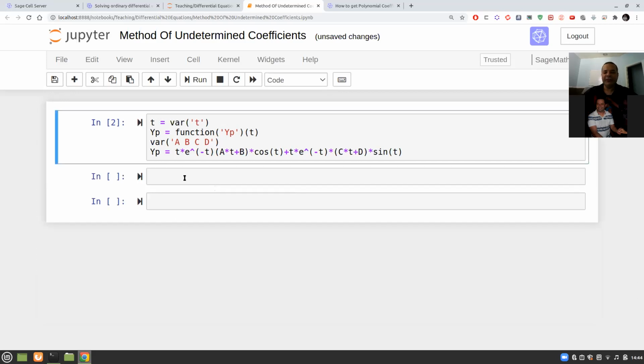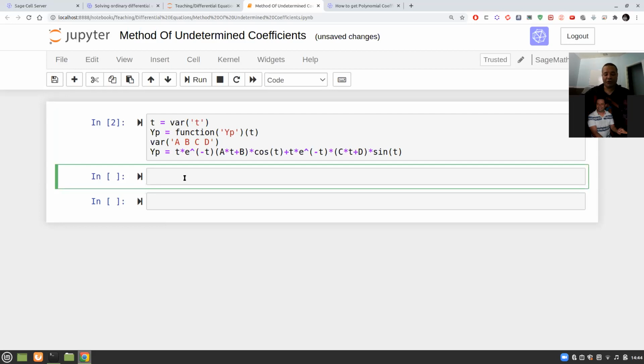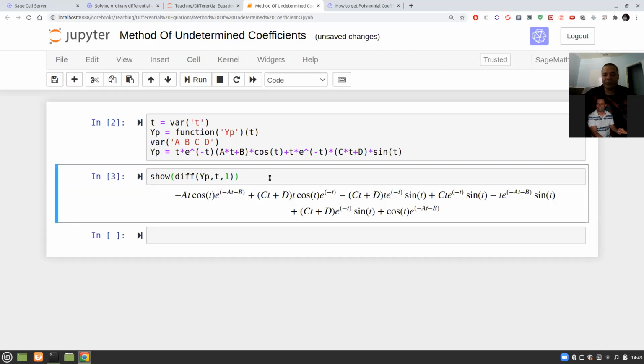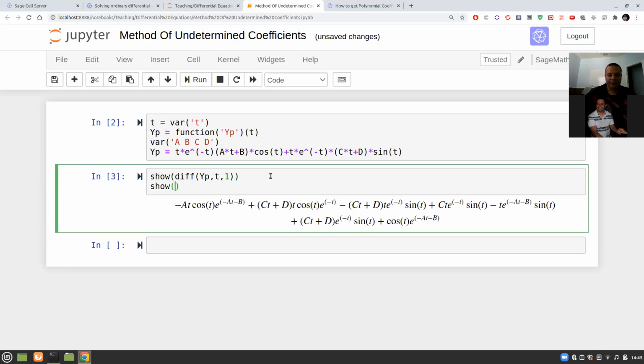Okay. Now I'm going to do the derivatives just to show you. So the diff of yp with respect to t, the first derivative, this is just taking a derivative. Okay. Do it again for the second derivative.